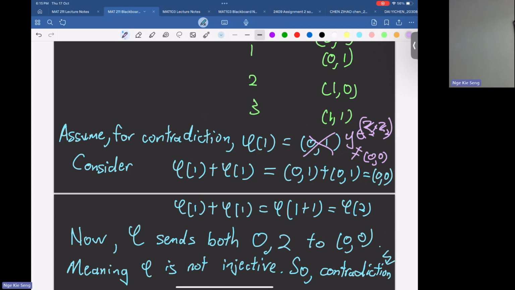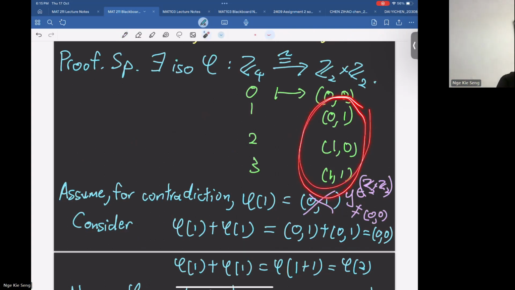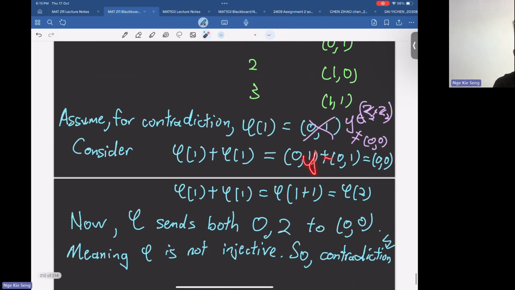What does it mean by you add twice, you get 0? This means what? The order of Y is 2. So meaning what? All the elements other than 0, 0, the order of the elements are 2. Yeah, so the order of elements 0, 1, 1, 0, 1, 1 are 2. So if you do Y plus Y, you will always get the identity.